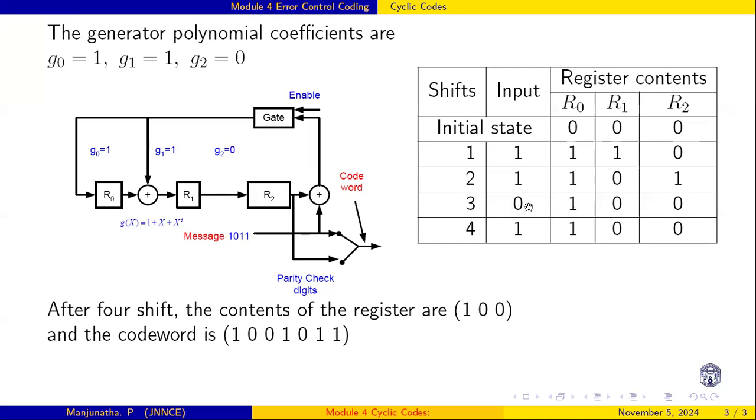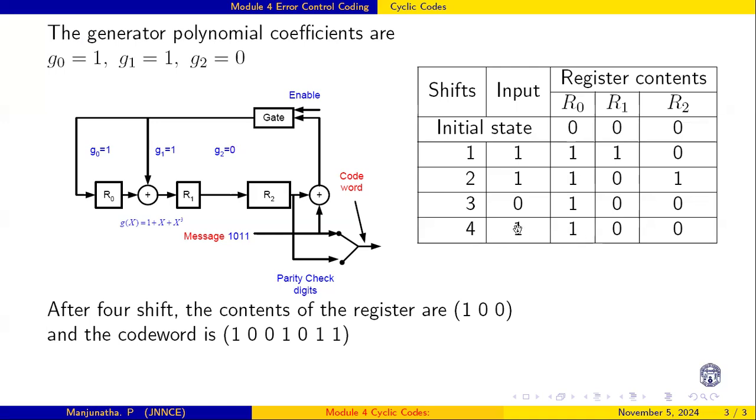So next is the bit 0. This is the input I am given. And the previous content of R2 is 1. 0 plus 1, again it is 1. That will be stored here. What is the previous content of R1? The previous content of R1 is 1 here. Means 1 plus 1 is 0. That's why 1, 0. What about R2? Simply it shifts here. So the next input is a 1 here.